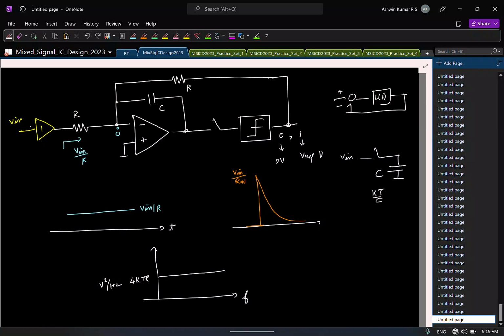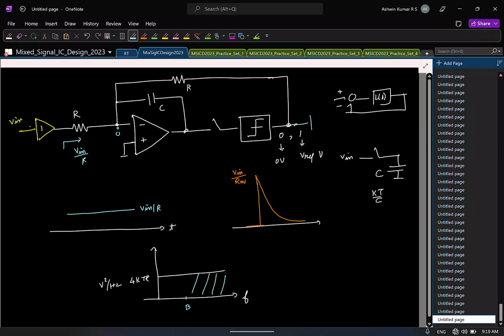And in a delta sigma, we are not interested in the entire bandwidth, we are interested in, let us say, a small bandwidth of B, because beyond this, my digital filter will filter it out. After this, we have a digital filter, same thing. So within this bandwidth, what will be the noise? 4kTR times the bandwidth B, per hertz.